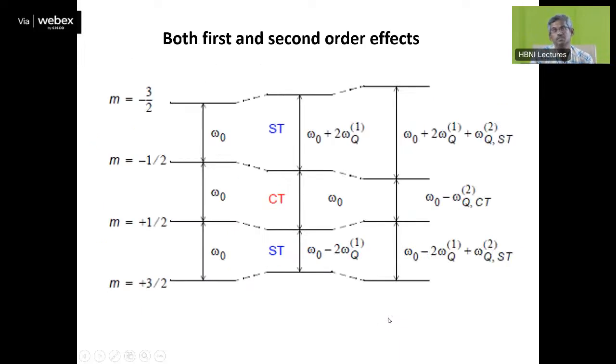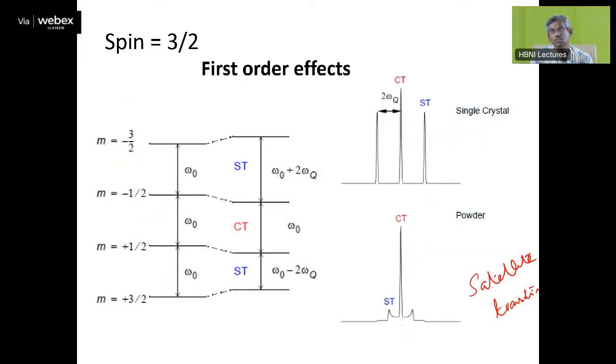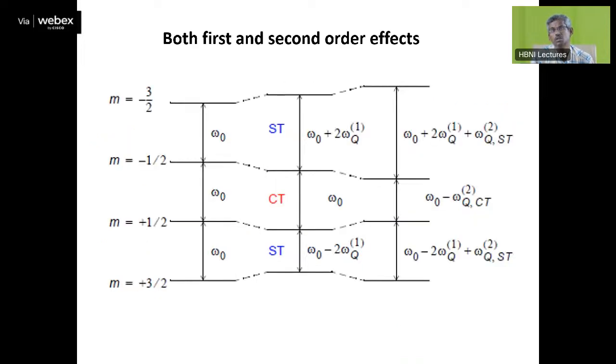Let us move further. These are all considering the first order quadrupolar effect. These are all perturbations, because we have a very high magnetic field. First order quadrupolar effects perturb the nucleus, and then second order quadrupolar effects also perturb the nucleus. This can be calculated by perturbation theory. You can calculate how much is the distortion. We will not go into the details.